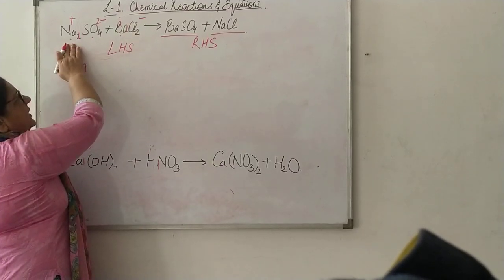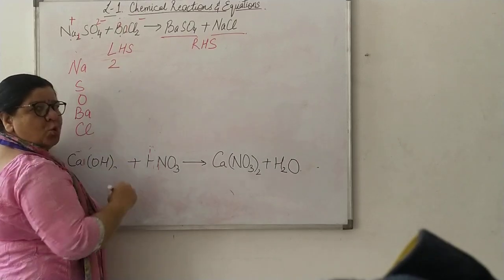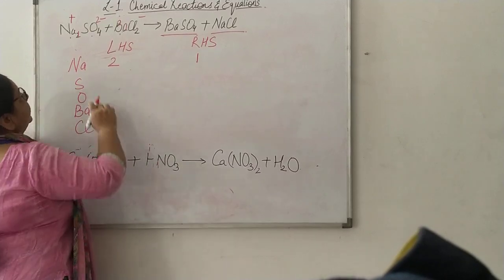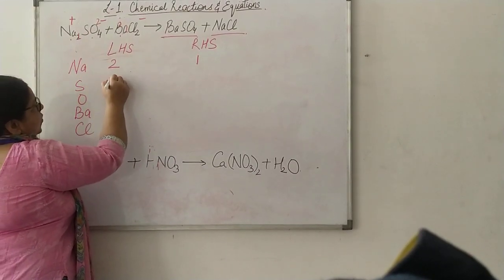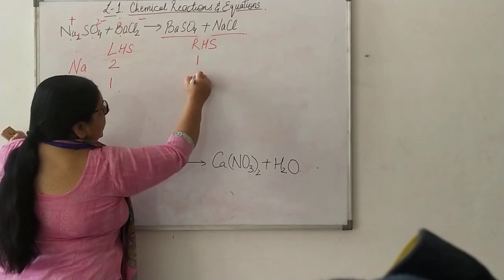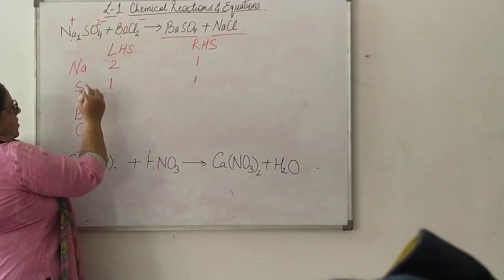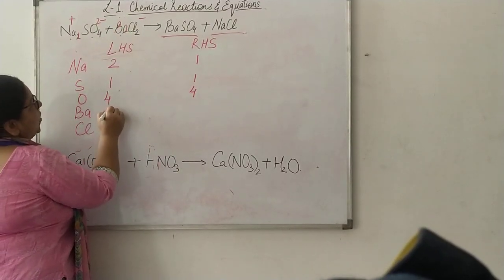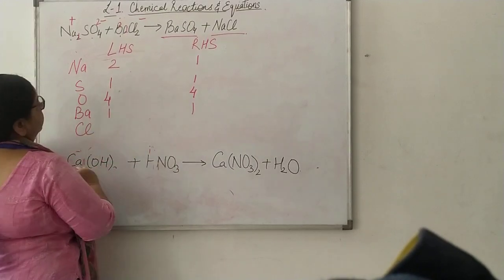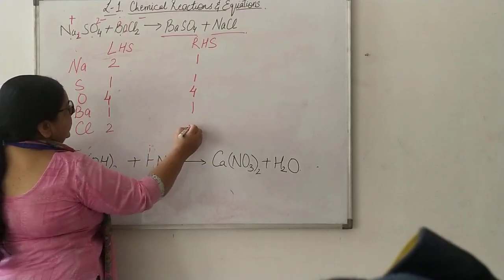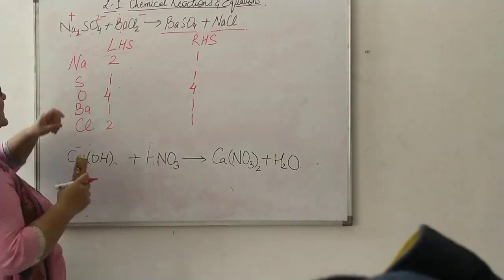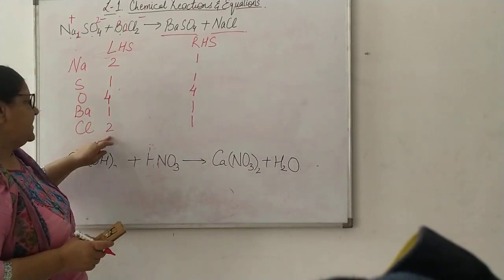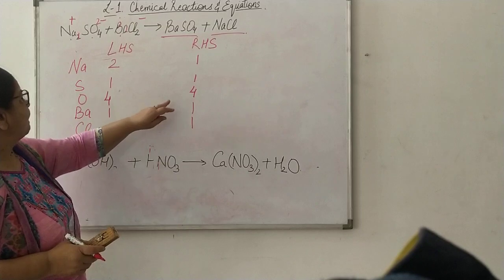So Na on the left hand side has 2 atoms, while on the right hand side it has just 1 atom. Now S has 1 this side and 1 this side. O, 4 and 4. Ba, 1 and 1, right? And chlorine, 2 this side and 1 this side. So what is not balanced here is sodium, right? And chlorine. Rest all is balanced.